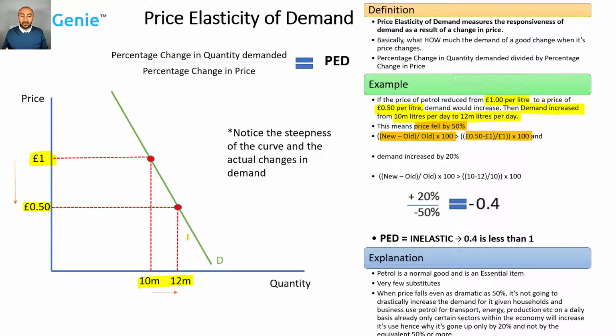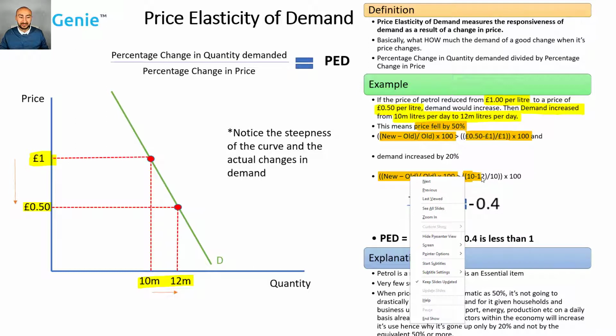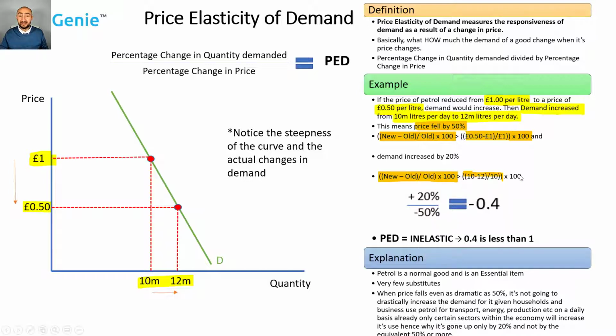Now, what else do we want to do here? We want to work out the percentage change in the quantity demanded. How do we do that? New minus old divided by old multiplied by 100. And that obviously equals 12 minus 10 divided by 10 multiplied by 100, and we got 20%. From 10 to 12 million, that's a 20% increase.